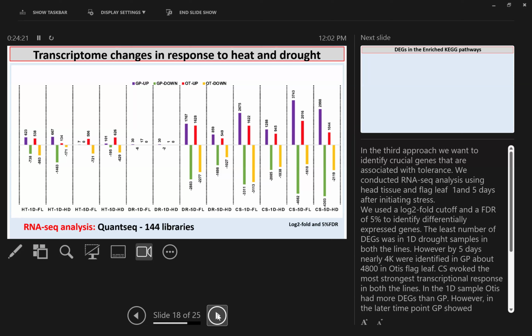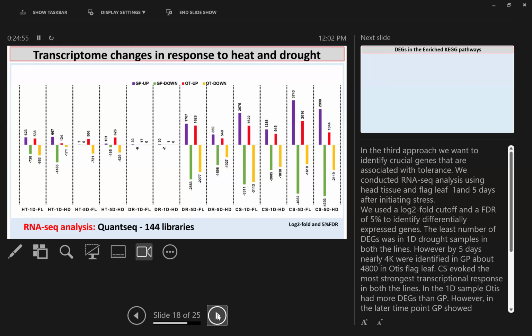If you pay attention to the middle of the panel where you can see drought, 1 day, not a whole lot is happening in terms of gene expression changes, but at 5 days into the drought, you can see thousands of genes are up and down. Again, the purple bar is Golden Promise up, and then Golden Promise down. What is up and what is down are in red and yellow color. Okay, so I won't go into the details of this. You can see in the initial response, transcriptomic changes in response to drought are very minimal, and then it all shoots up in 5 days.